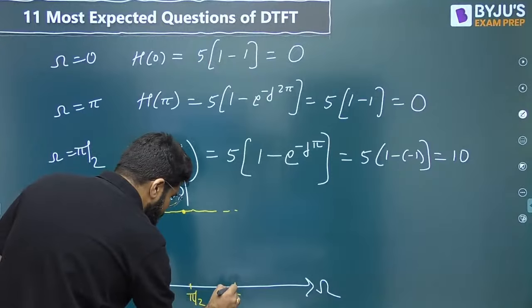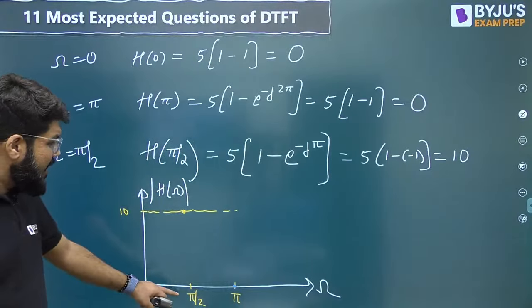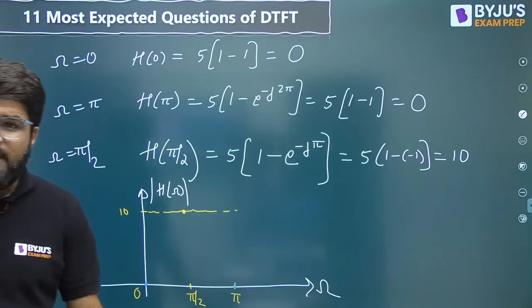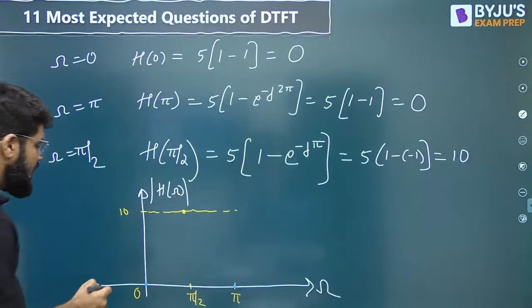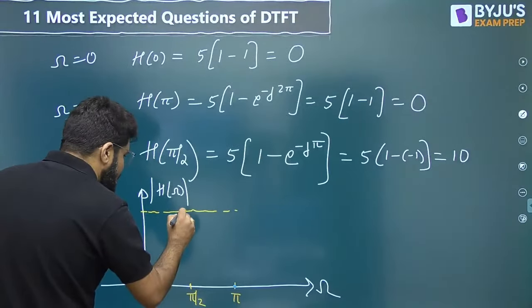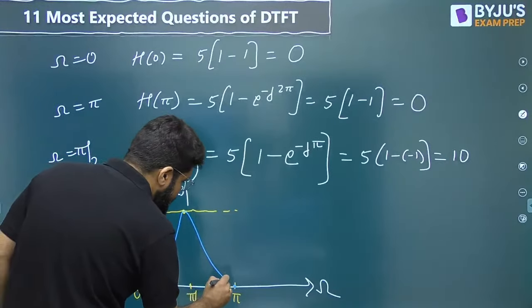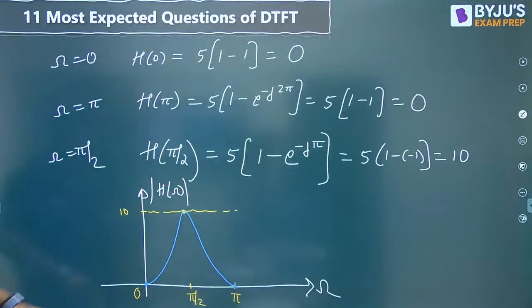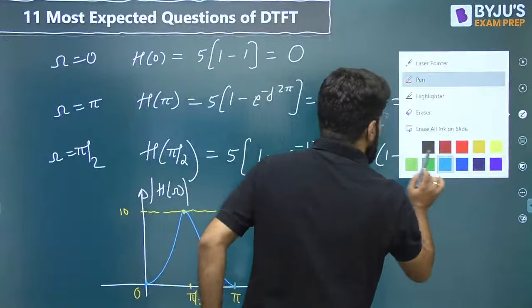The gain at the high frequency was equal to 0, but the gain at mid frequency is 10. So what can be the expected pattern? The magnitude will be rising, it reaches its maximum at pi by 2, and then it is again falling, becoming 0 at the high frequency. It is neither low pass nor high pass.